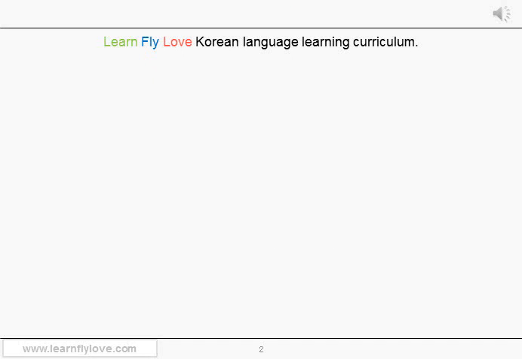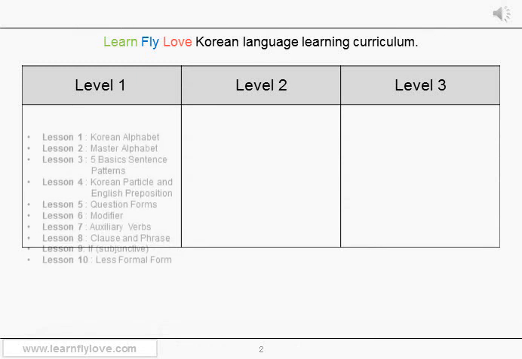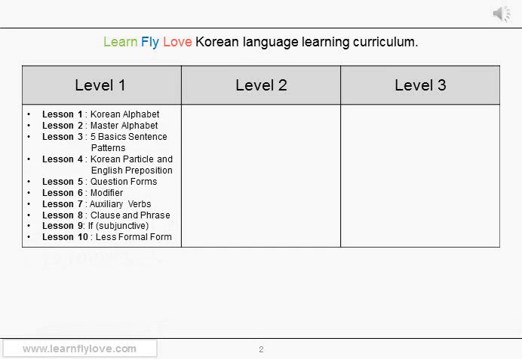Let's take a look at the actual curriculum first. The entire course will be divided into 3 levels, and each level will contain about 10 lessons. At level 1, you're going to learn mostly about how to make simple sentences. Lessons 1 and 2 are designed to teach you how to read and write the Korean alphabet, and to practice the exact sound of each letter. From Lesson 3, at level 1, you are going to start learning how to make actual sentences.